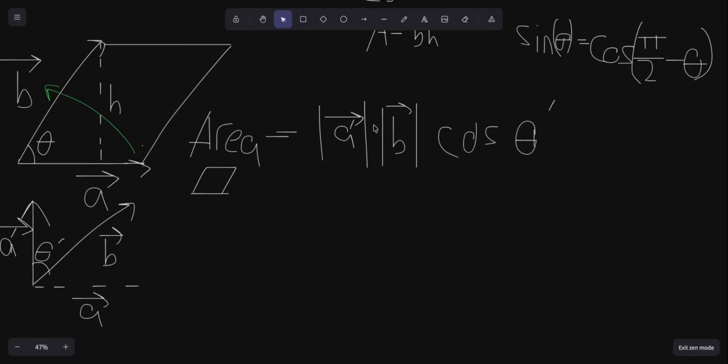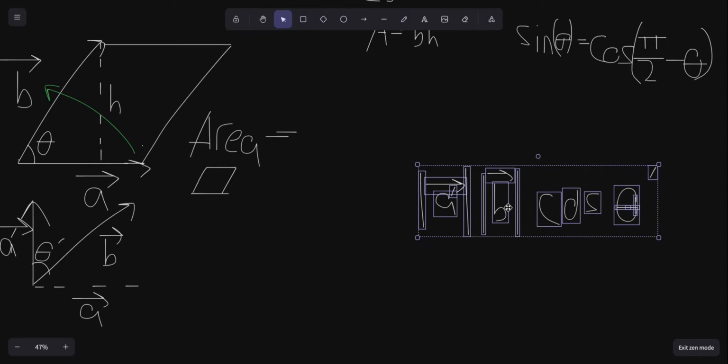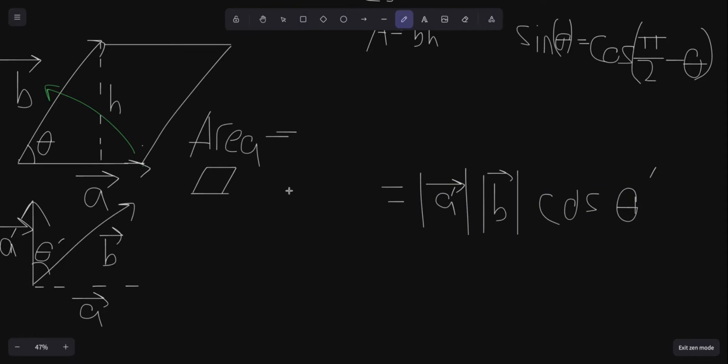Now notice how this looks kind of like a dot product. And that's true. This is just going to be the dot product between my vector A prime and vector B, right? It gives me the magnitude of vector A prime times the magnitude of B times cosine of the angle.